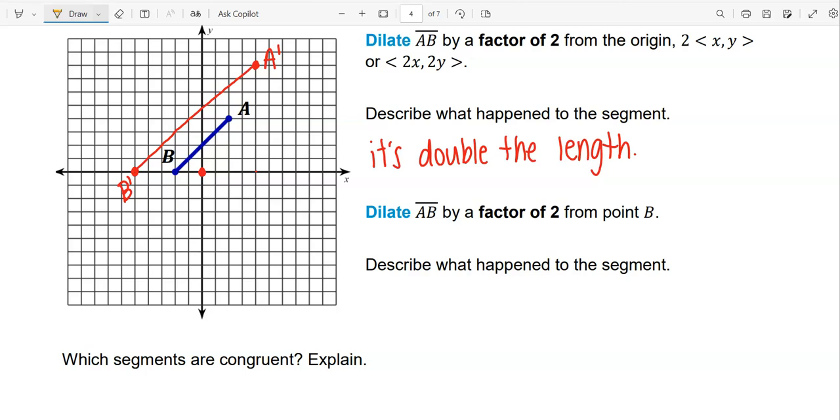All right, now we're going to dilate segment AB by a factor of 2 from point B. So we're going to be on point B. How do you get from point B to point A? Over which way? Right 4 and then what? Up 4, double it. Right, how many? 8 up. 8 from where? From point B. So go from point B, right 8, up 8, and that's going to be A double prime.